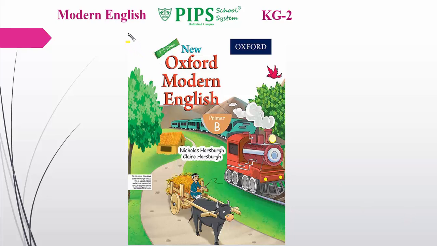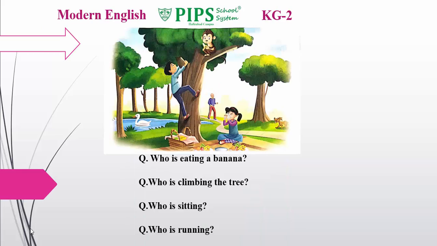Today we are going to study New Oxford Modern English Primer B. Today's topic is who. Who means कौन. Today we will read the question answers.